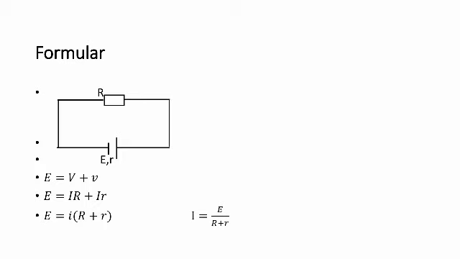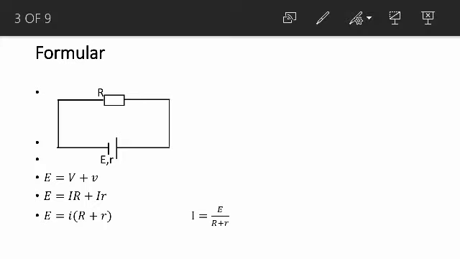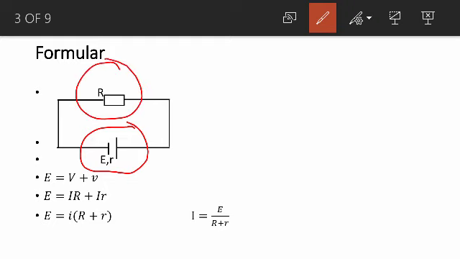So we look at the formula. We see a simple circuit here, where the cell has an EMF E and an internal resistance r, connected across a resistor big R. So we know that the EMF is equal to V plus v. The capital V is the terminal voltage, which is the voltage across the resistor R. Then our small v is the voltage across the internal resistance.